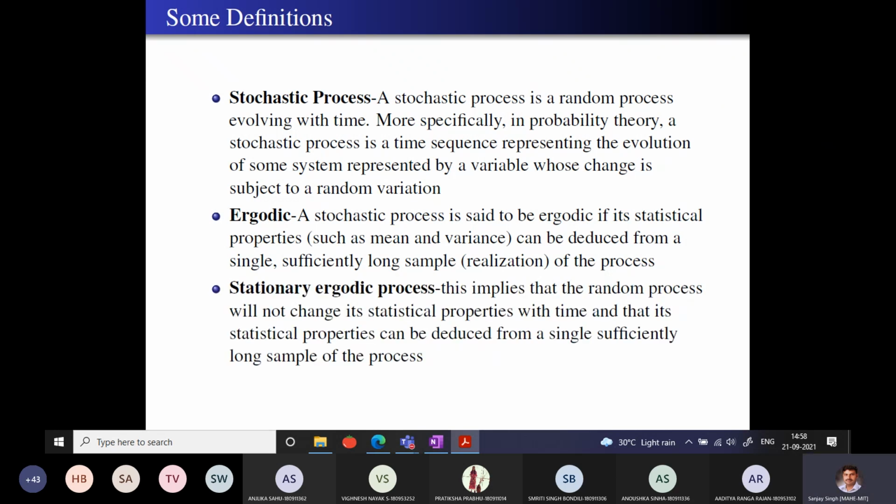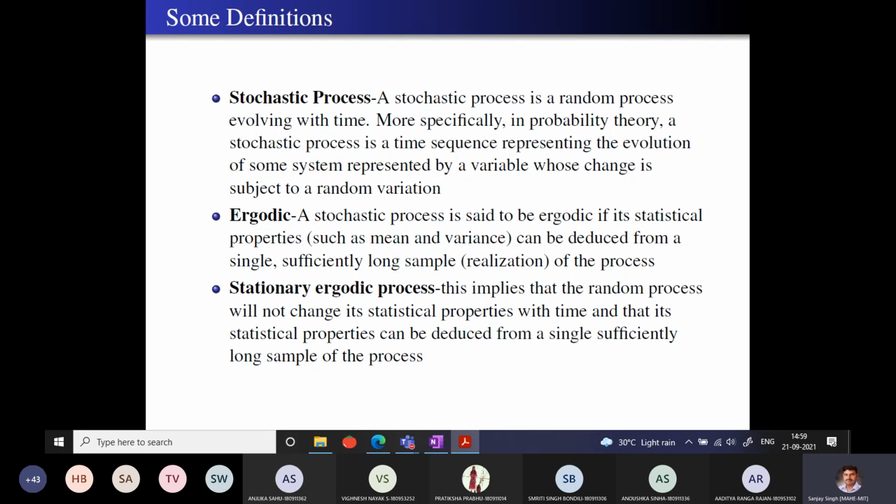Now, then there is something called a stationary ergodic process. What do you mean by this? It says that the random process will not change its statistical properties with time. That is, statistical properties can be deduced from a single sufficiently long sample of the process. Again, your entire observation is, let's say, for one day or one hour, and you have taken a sufficiently long sample, not the entire data, but a sufficiently long sample or realization.